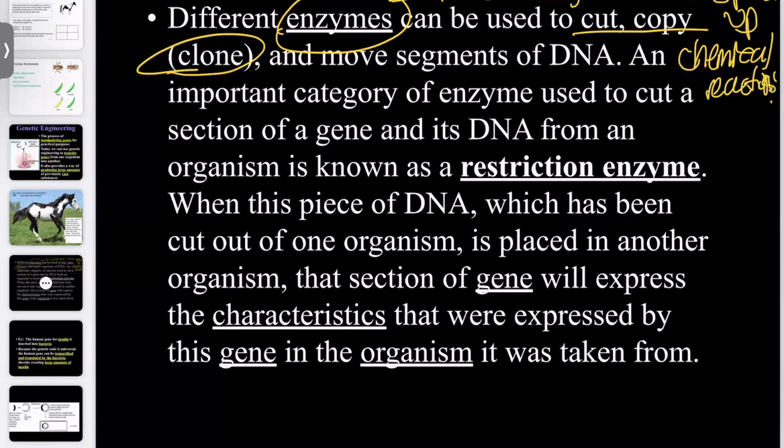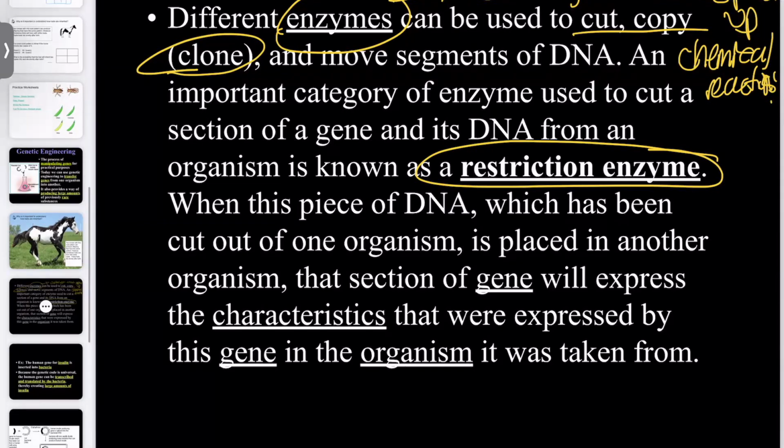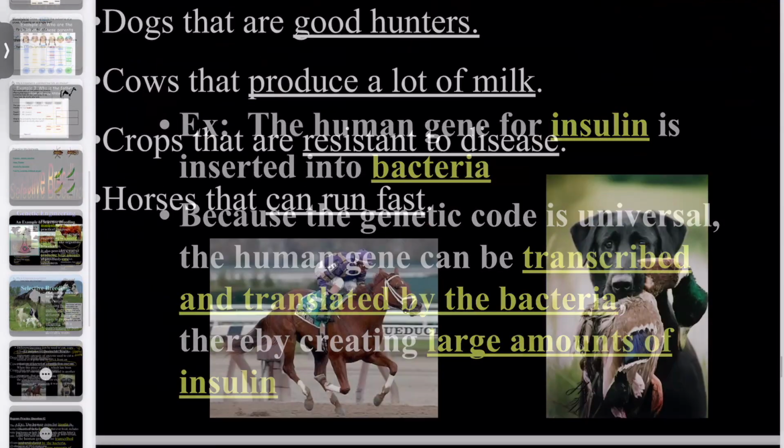An important category of enzymes used to cut a section of DNA, a gene and its DNA, from an organism is known as a restriction enzyme. When this piece of DNA, which has been cut out of an organism, is placed in another one, that section of a gene will express the characteristics that were expressed by this gene in the organism it was taken from. So that's a lot to review and a lot to take in.